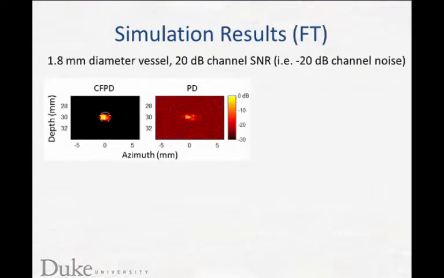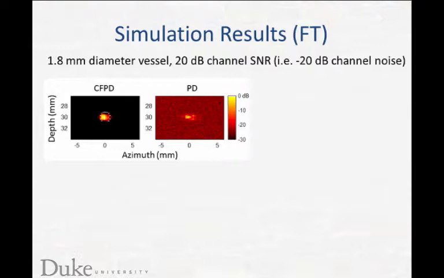Here are some images produced with the focus transmit simulation. In this simulation, a 1.8 diameter vessel is used and negative 20 dB channel noise is added relative to blood signal. The CFPD image is on the left and the PD image is on the right. The display range is 13 dB. The white circle here indicates the location and the size of the actual vessel. As we can see, in this setting, the PD image results in quite high background noise.